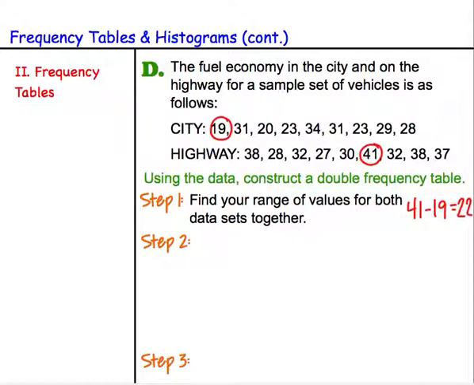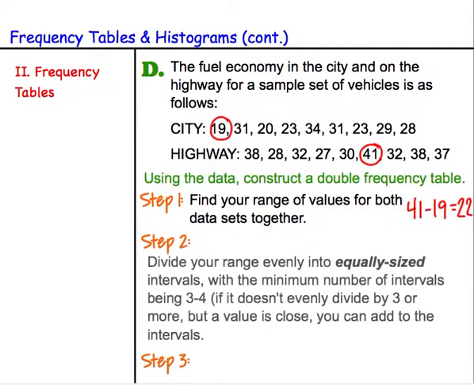Now the next step in making our frequency table is to divide your range evenly into equally sized intervals, with the minimum number of intervals being 3 to 4. And we want it to be 3 to 4 or more because you want enough intervals to show the variations in the data, but not so many that you might as well not even have intervals. Now, in our case, 22 doesn't evenly divide into 3 to 4, and we don't want to go all the way up to 11 and have intervals of size 2, which doesn't make any sense.